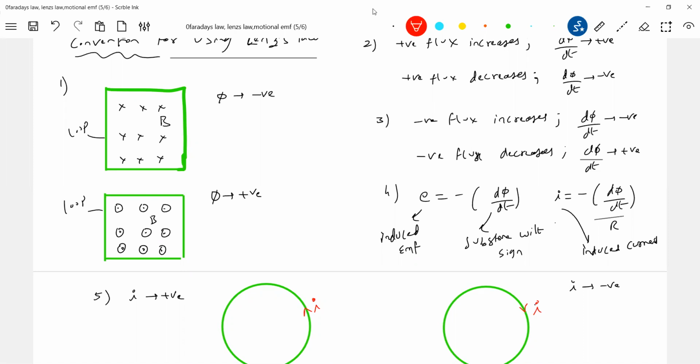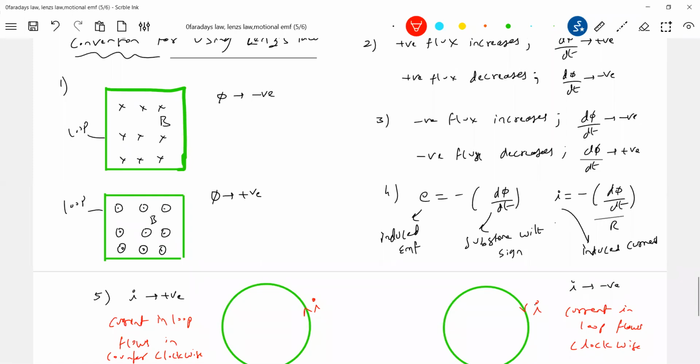So if I is positive, then current in loop flows counterclockwise. If I is negative, current in loop flows clockwise.